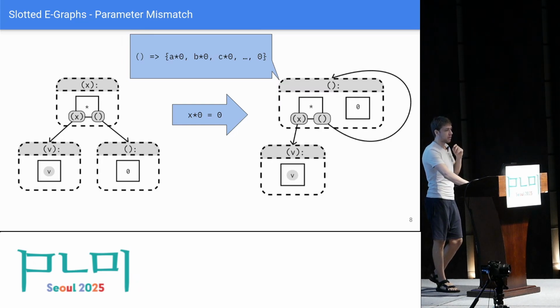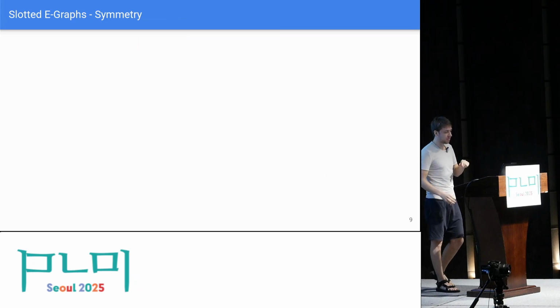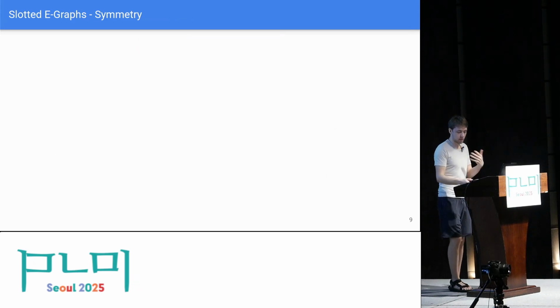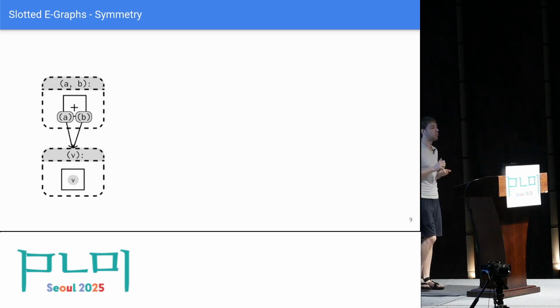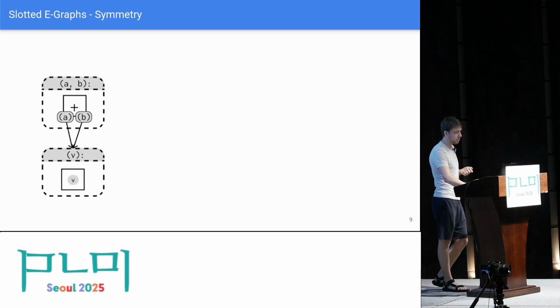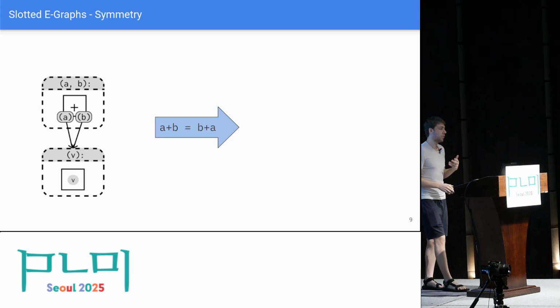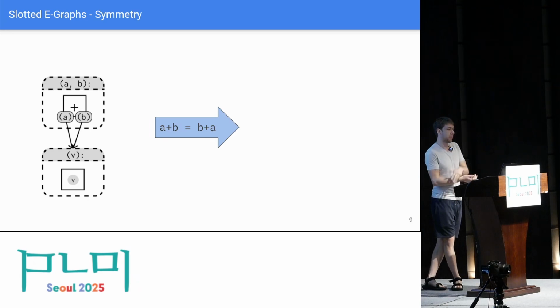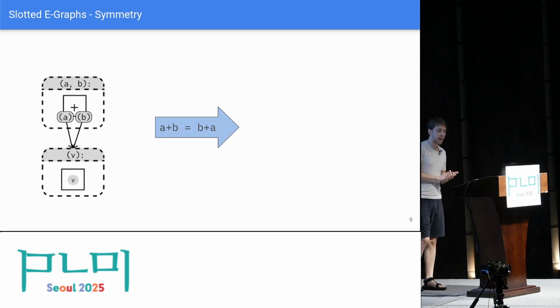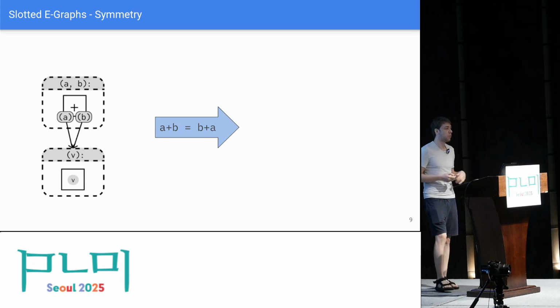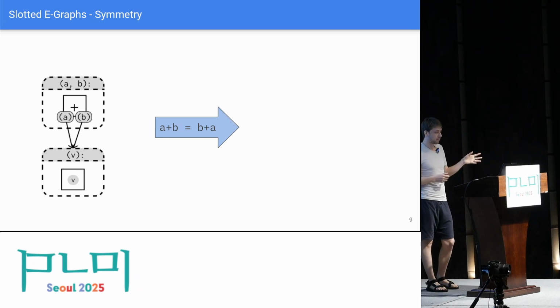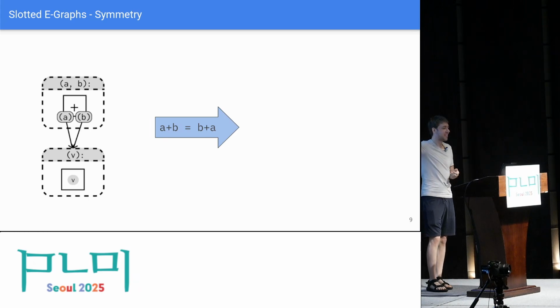Now we come to the third interesting case, which is the case where we have the addition of two different variables. And well, if we have a plus b, we know that it's equal to b plus a. There's this symmetry. And so what this means is we want to merge the E-class representing a plus b with the E-class representing b plus a. But the problem is, well, they're already the same E-class, right?